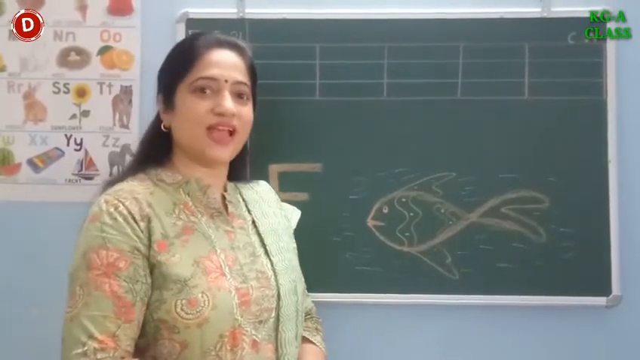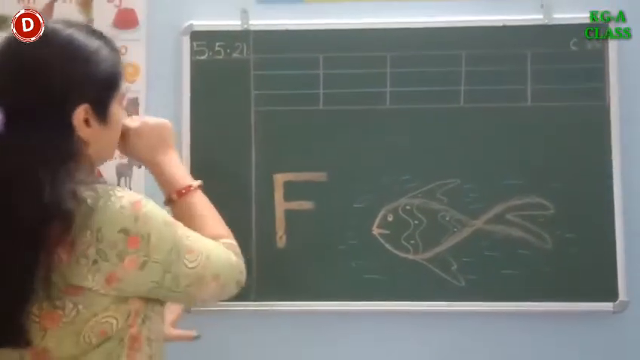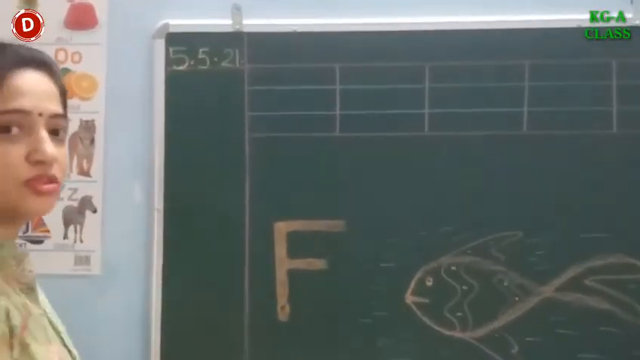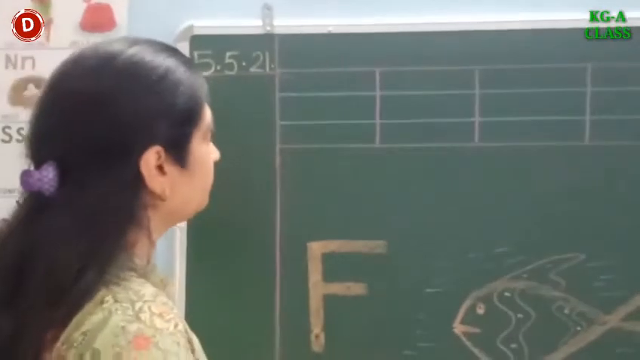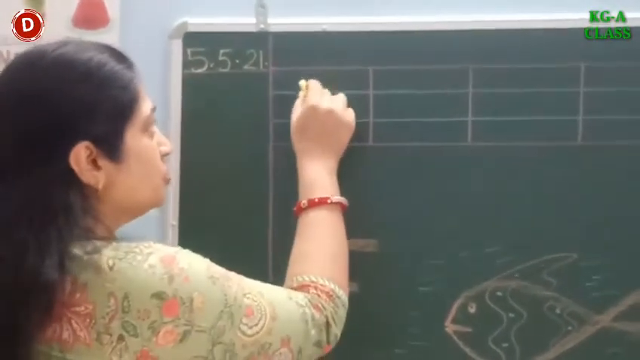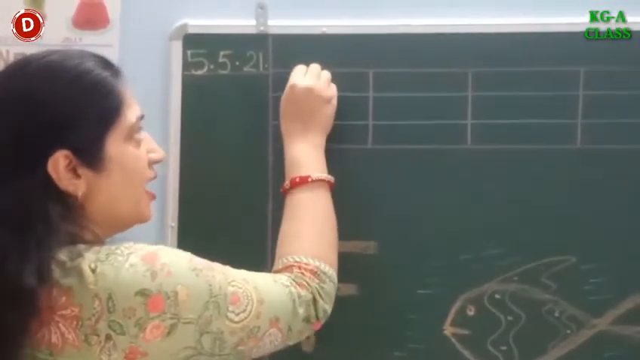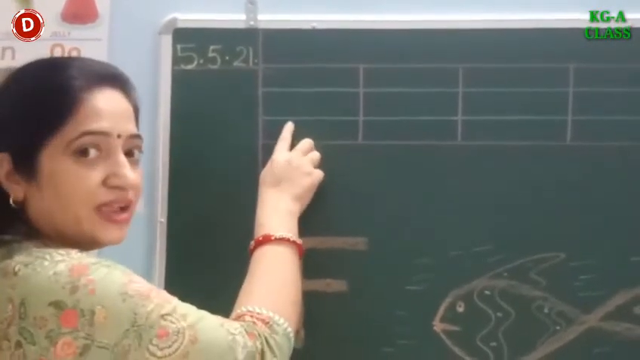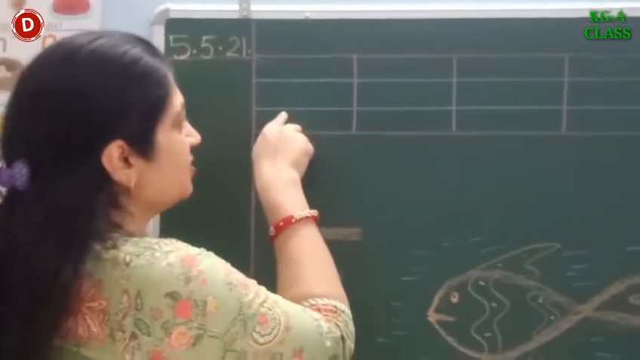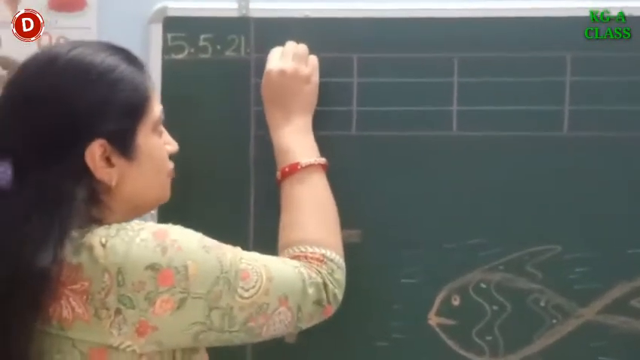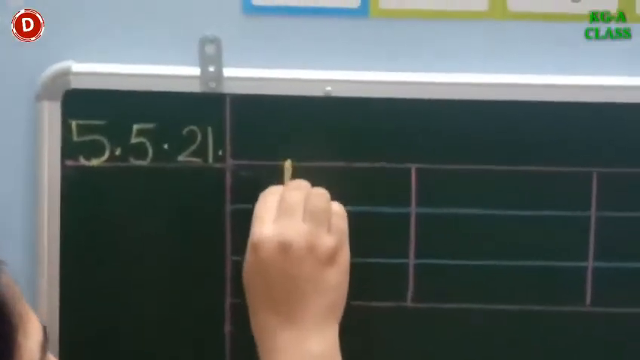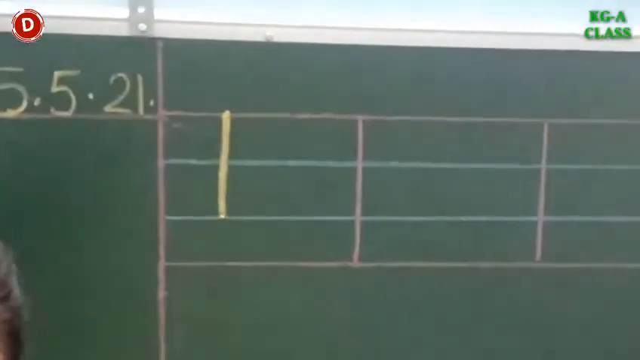So let's write capital F. This is today's date. Today is 5th May 2021. Children, you have to put your pencil on the red line, on the top red line. And from here you have to make a standing line till the second blue line. So like this you have to make a straight standing line. Okay. Then you have to remove your hand.